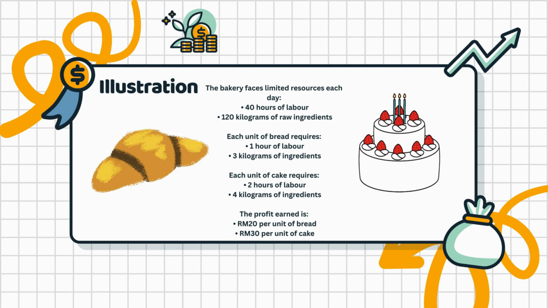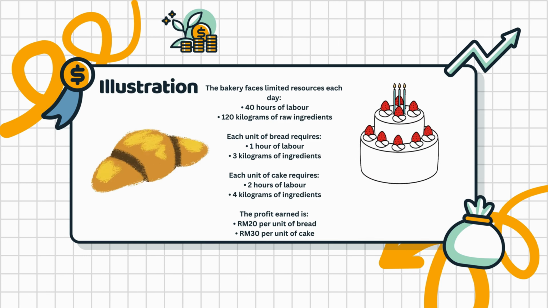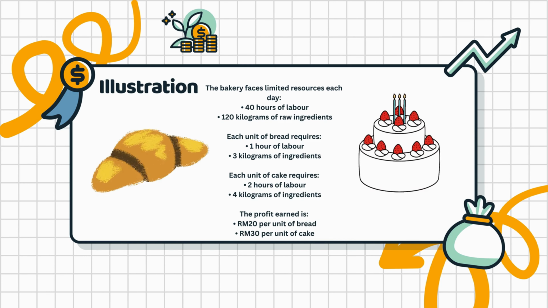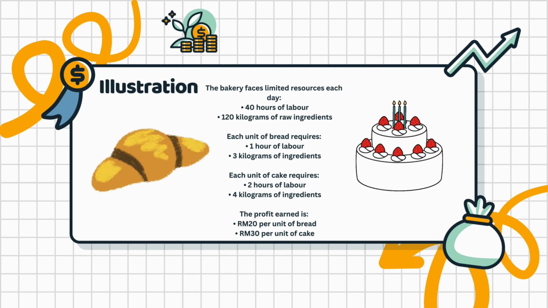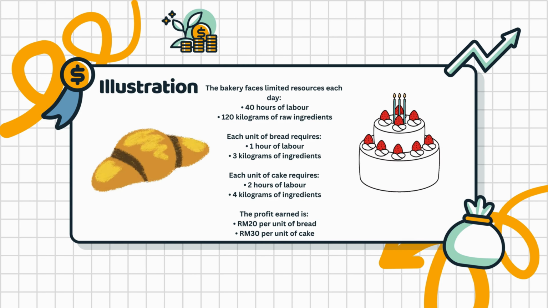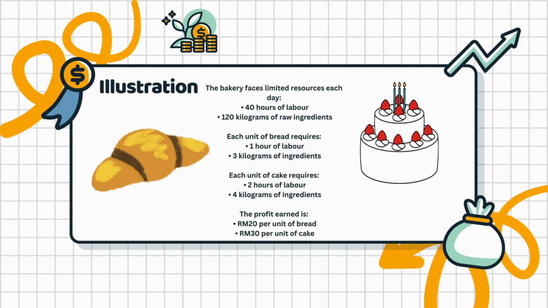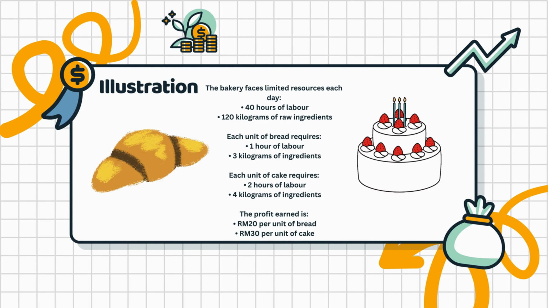Consider a halal bakery business that produces two products, halal bread and halal cakes. The bakery faces limited resources each day, which are 40 hours of labor and 120 kg of raw ingredients. Each unit of bread requires 1 hour of labor and 3 kg of ingredients, while each unit of cake requires 2 hours of labor and 4 kg of ingredients. The profit earned is RM20 per unit of bread and RM30 per unit of cake.